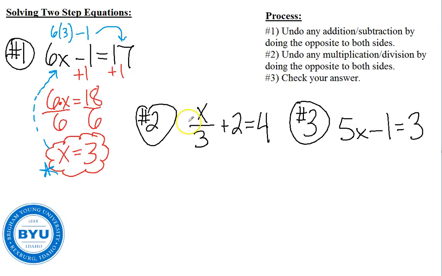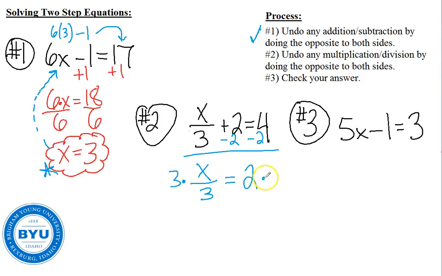Let's do this number 2. To undo this, remember, you got to undo your addition and subtraction first. We have addition, this plus 2, so I minus 2 to both sides. I'm left with x over 3 equals 4 minus 2 is 2. I need to undo the divide by 3. To undo divide by 3, we're going to multiply by 3 to both sides, and I get x equals 6. You can check that one as well, and you'll see it works out.